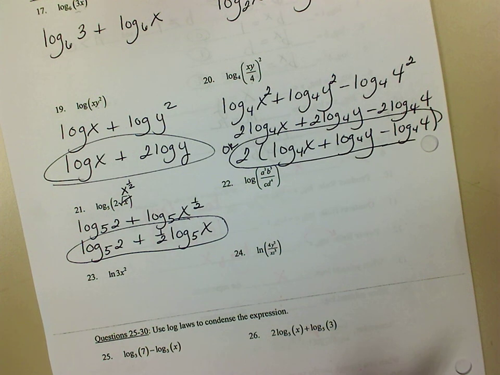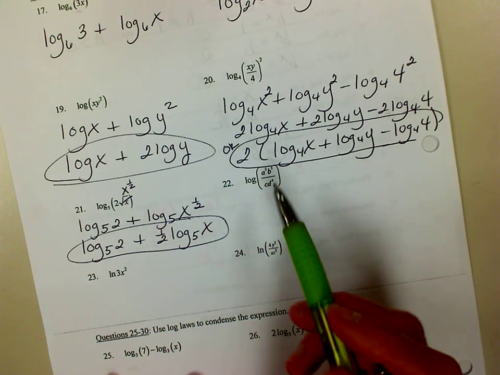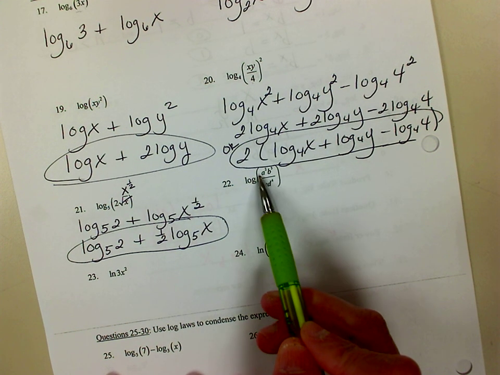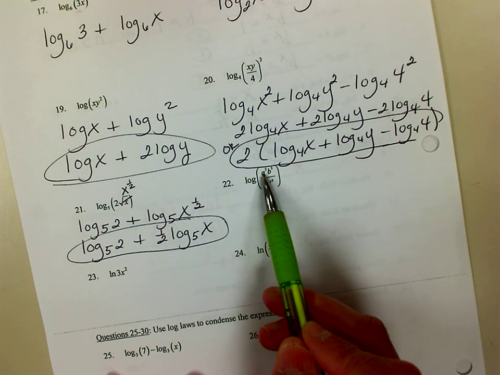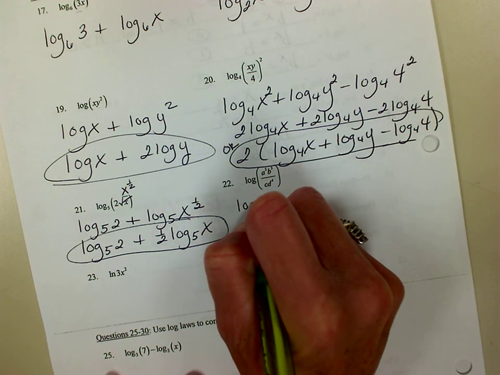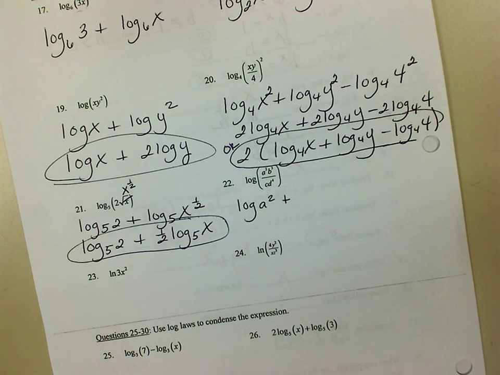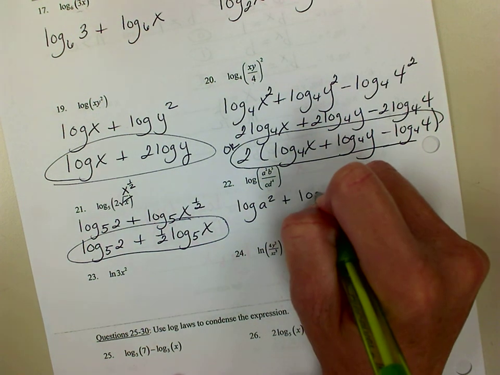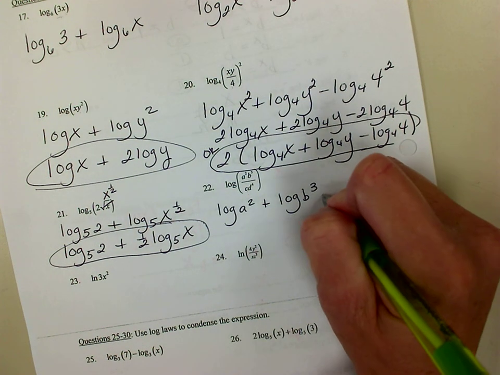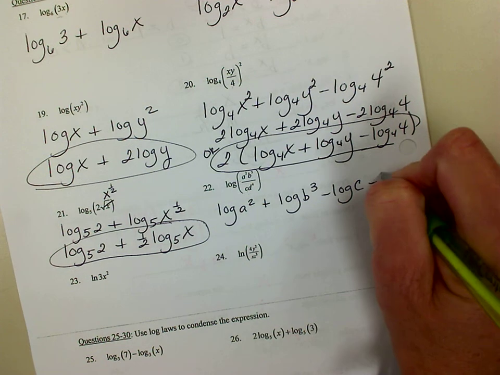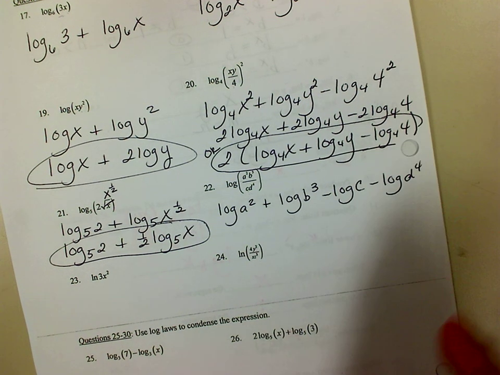Okay, so on number 22, let's see, I got 4 arguments. So if you have whatever's in the numerator, you're going to put addition signs in between them, and then whatever's in the bottom, you're dividing by those. So multiplied, and then you're dividing by those. So first you're going to do log a squared plus log plus log b cubed. Now I'm moving to the denominator. So I'm dividing, so I'm going to subtract log c and then minus log d to the 4th.